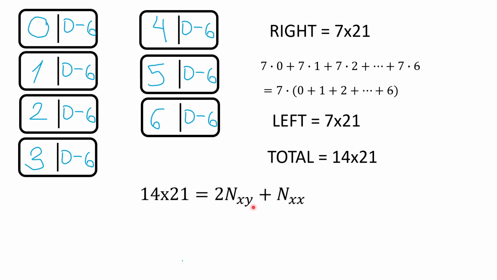N_xy is the total number of dots on the dominoes that have different numbers on the left and on the right. And N_xx is the total number of dots on all dominoes that have the same number on the left and on the right. Okay? This is what we have, but this is what we want. We don't want to have this 2 here. We want to have 1 here. So how do I find this if I know things like this?